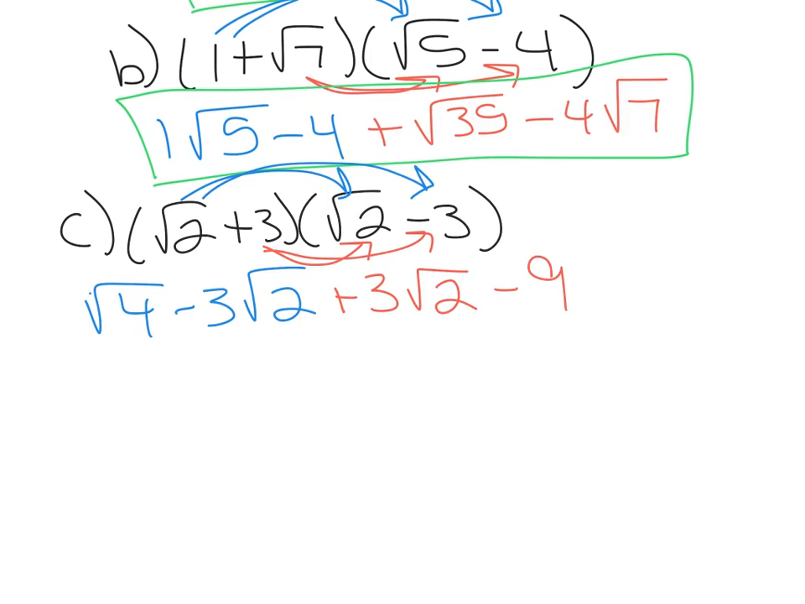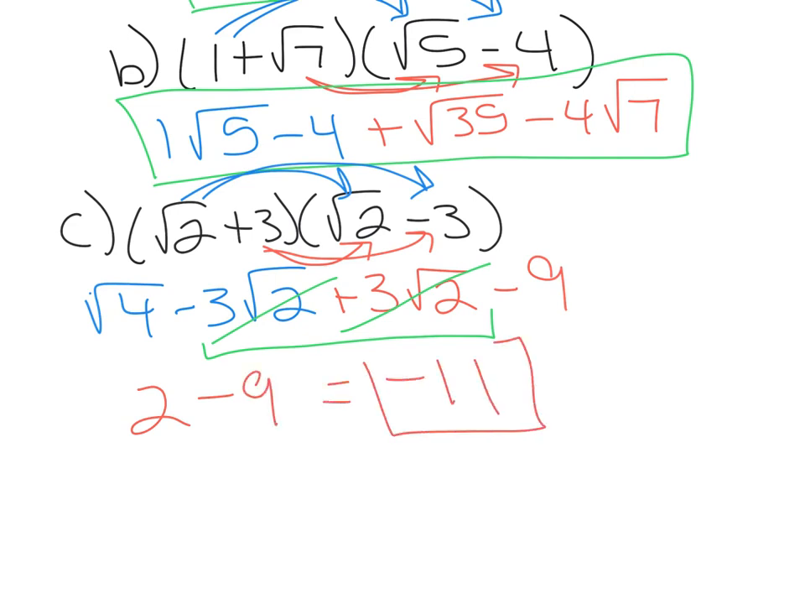And it looks like I can simplify some of these. For instance, these are like radicals, and if you remember this from a previous lesson, you can add these because they're both square root of 2. But when you look at the coefficients, you've got a negative 3 and a positive 3, so they actually cancel each other. And what we end up with is a 2, square root of 4 equals 2, minus 9, which is negative 11. And no, it's not. Two minus 9 is negative 7. Your final answer.